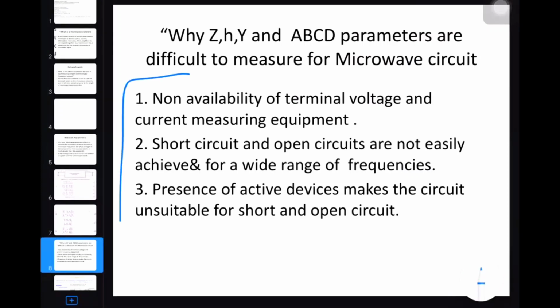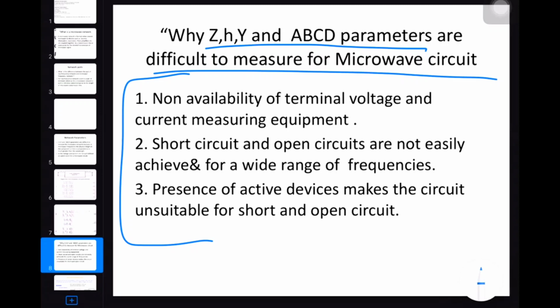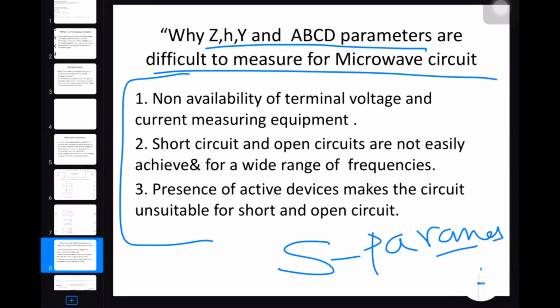So, the three reasons why the Z, H, Y and ABCD parameters are difficult to measure for a microwave circuit. We will not measure these parameters for a microwave circuit. Always we measure the S parameters for a microwave circuit. You will come to know what S parameters are later. So the three reasons are: first, non-availability of terminal voltage and current measuring equipment.